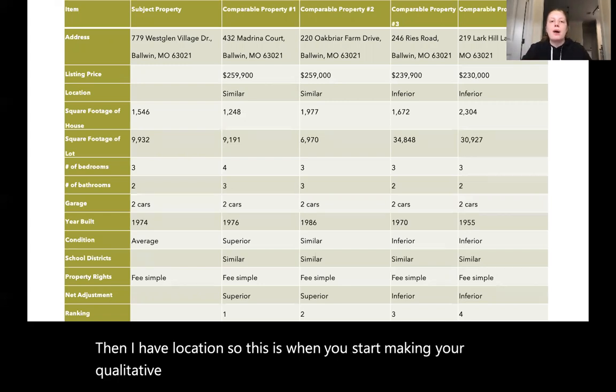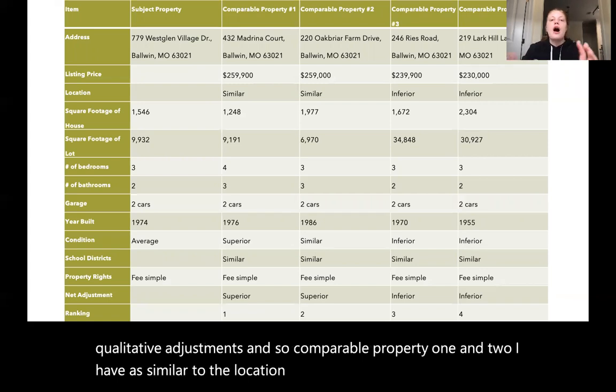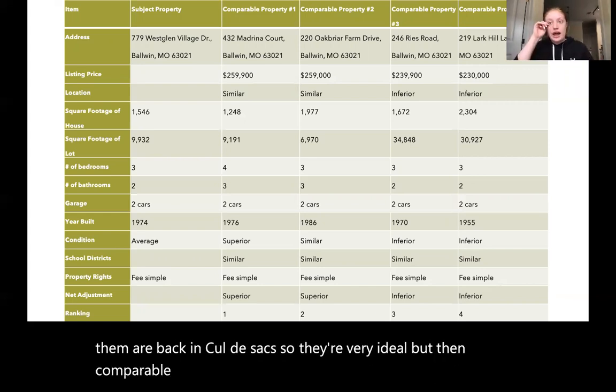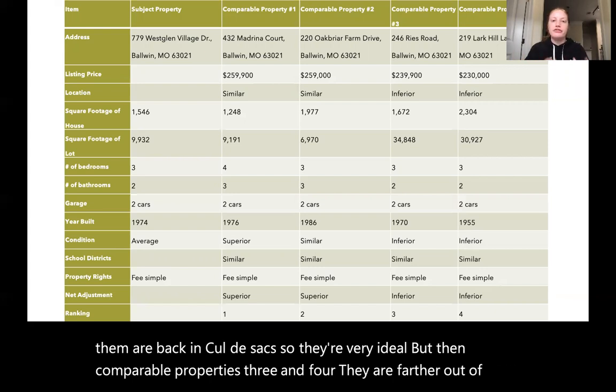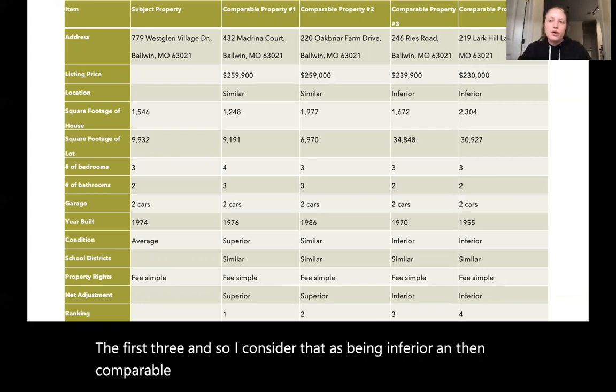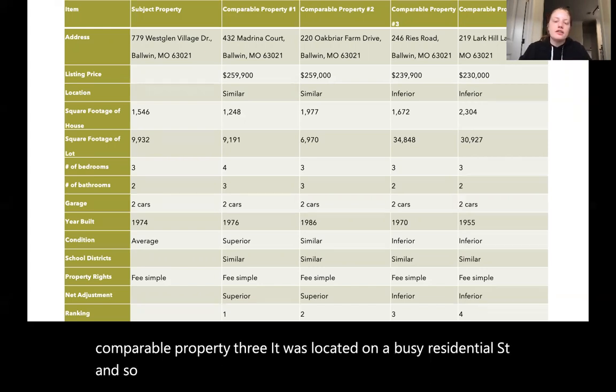And so comparable properties 1 and 2, I have as similar to the location of my subject property. All 3 of them are back in cul-de-sacs, so they're very ideal. But then comparable properties 3 and 4 are farther out of town than the first 3. And so I consider that as being inferior. And then comparable property 3 was located on a busy residential street. And so it could be louder, it could not be as safe as the streets back in the cul-de-sac.